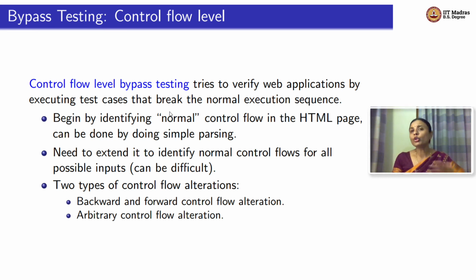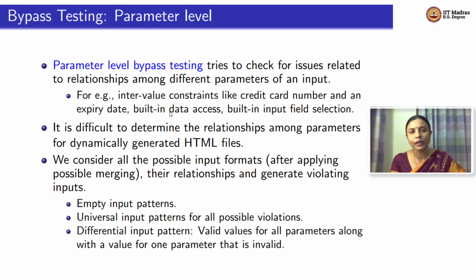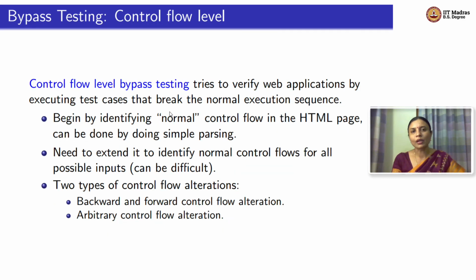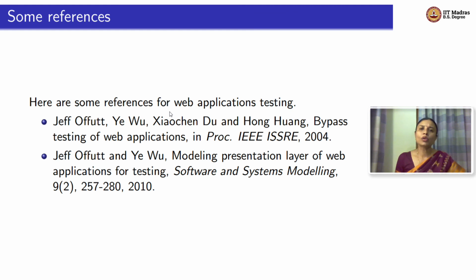Or you could do random control flow alteration and see how robust the server is for these kinds of control flow level bypass testing. This is a little more difficult to do than value level or parameter level, but if you are an expert, you could also bypass the control flow conditions. So this was a summary of what bypass testing is.